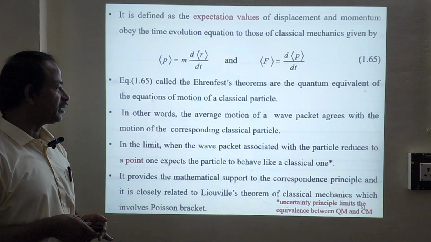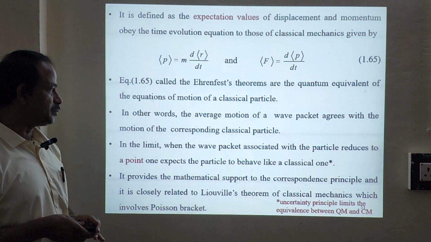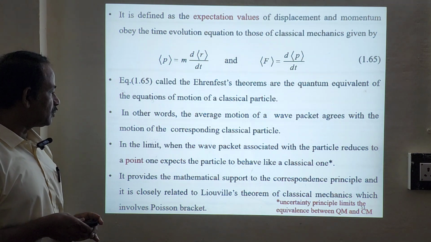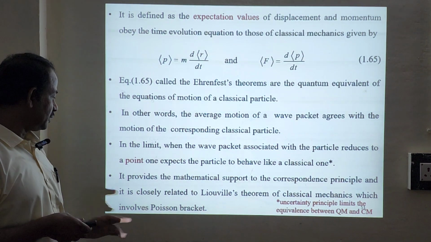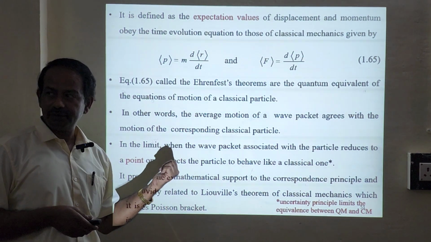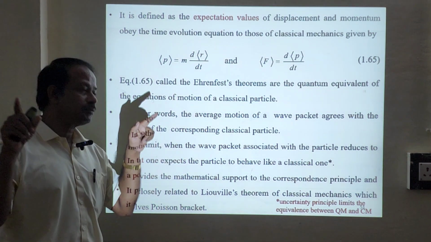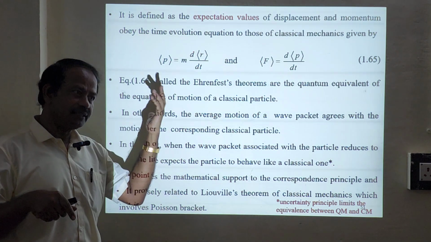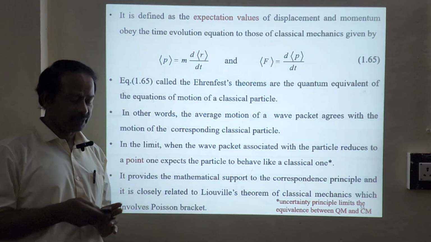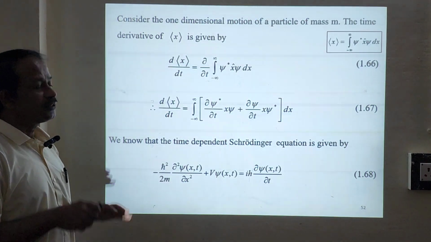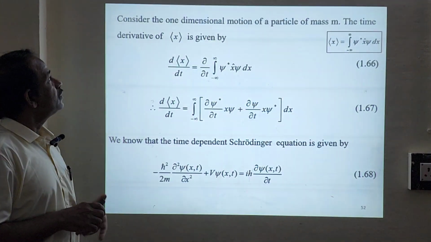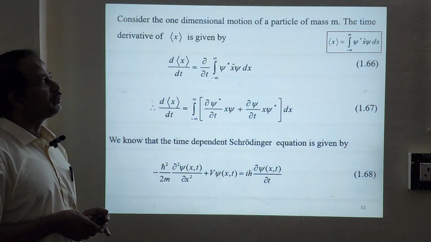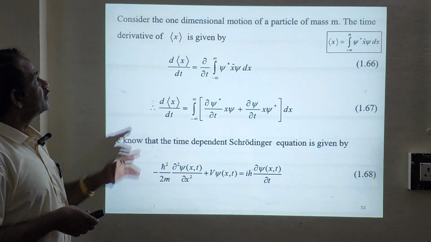It provides mathematical support to the correspondence principle, and it is closely related to Liouville's theorem, which we have studied in classical mechanics, which involves Poisson brackets. Here we have the commutation relation, but in classical mechanics we have Poisson brackets. Now we are going to derive the first equation and then the second equation. We consider one-dimensional motion of a particle of mass m, the time derivative.